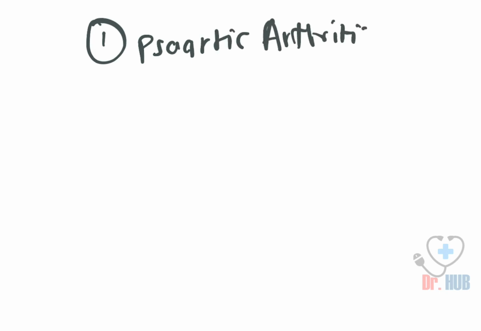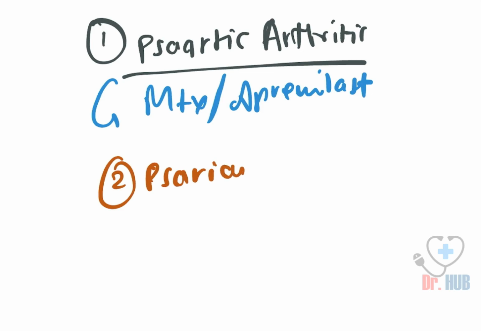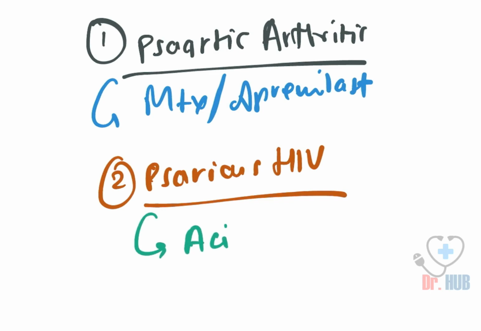So now to answer all our questions. The first question we asked was, in cases of psoriatic arthritis, what is the DOC? In psoriatic arthritis, the drug of choice is methotrexate as well as apremilast. Next we look at psoriasis in cases of HIV patients. In HIV patients, what we use is acitretin.